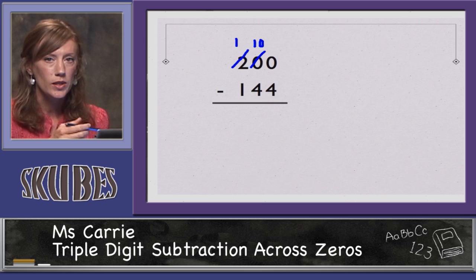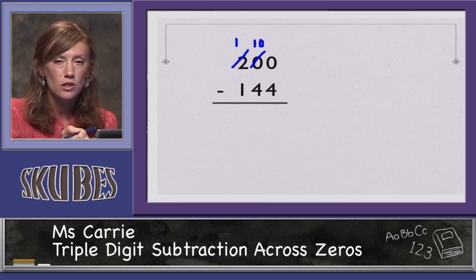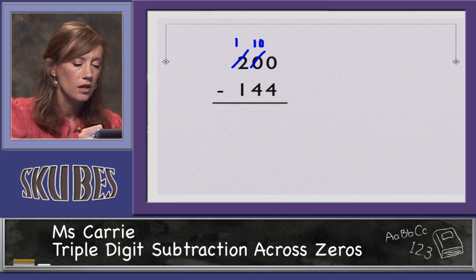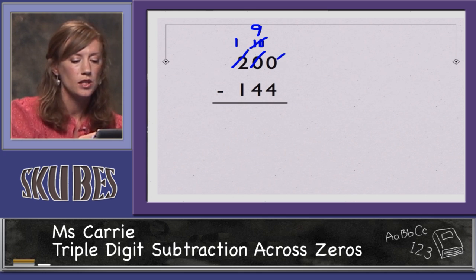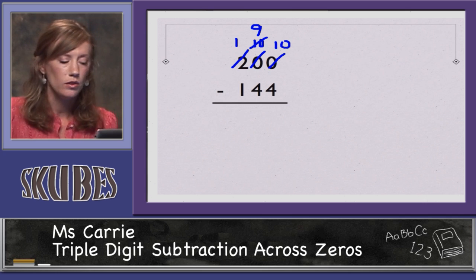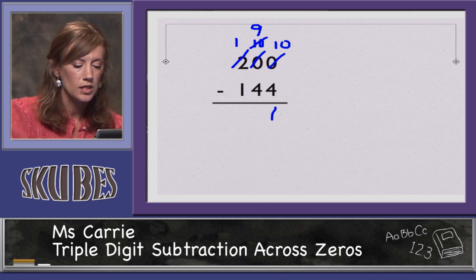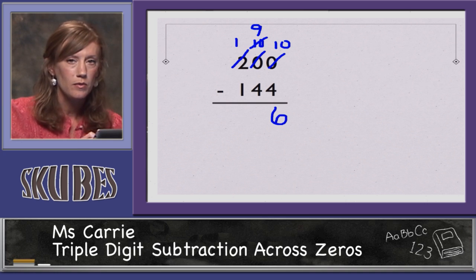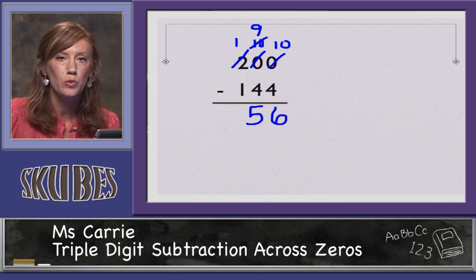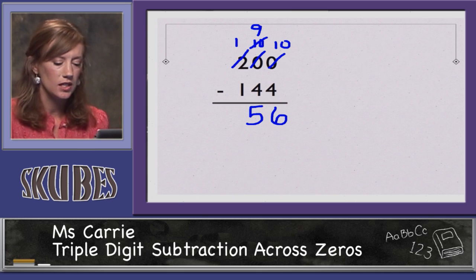Now let's go back to the ones place. We still can't do 0 minus 4, so now we need to borrow from that 10. So our 10 becomes a 9, and our 0 becomes a 10. Now let's subtract down. We know that 10 minus 4 is 6. 9 minus 4 is 5, and 1 minus 1 would be 0, so our answer is 56.